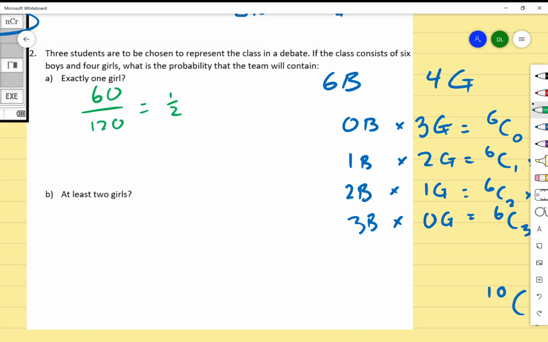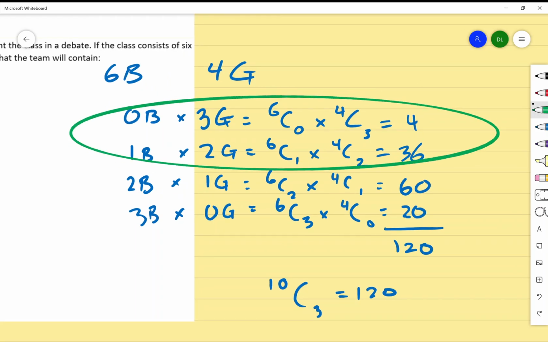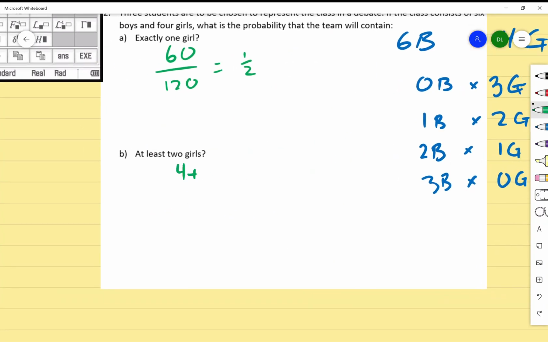Now to find the probability of at least 2 girls, well, I know to find at least 2 girls, I need to have 2 girls or 3 girls. And if it's "or", then obviously we add them together. So we're going to focus on these 2 rows over here, because both of them have at least 2 girls. We add them together, so we have 4 plus 36 divided by a total of 120. That simplifies to 1 out of 3.